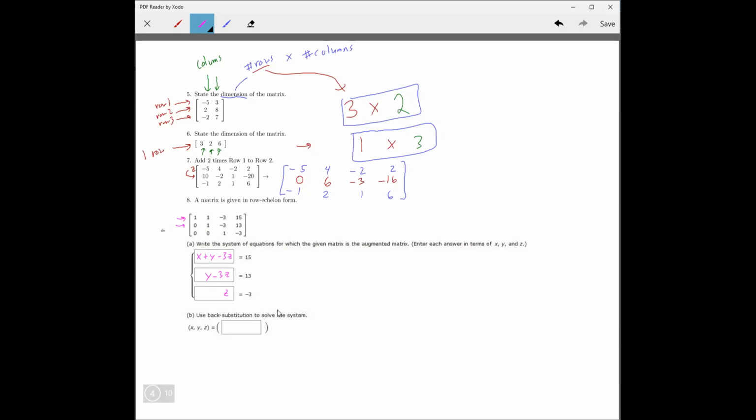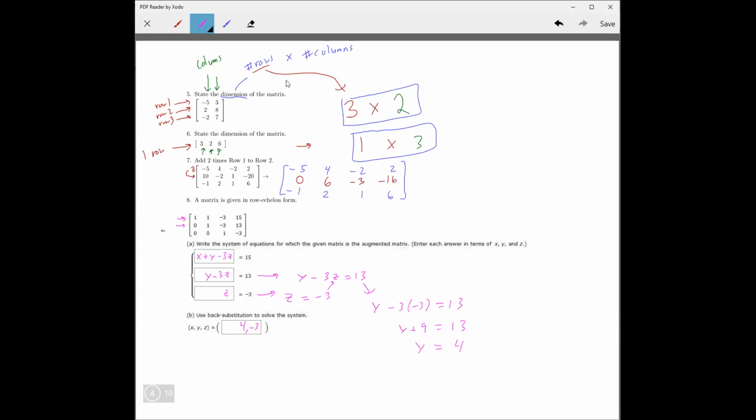And back substitution, so we know right off the bat that z is -3. So maybe we can just stick a -3 right there in the z position. Okay, and then this one is y minus 3z equals 13. We'll plug that -3 into here. That gives you y plus 9 equals 13. So subtracting 9 from both sides, you have y equals 4. So that's going to be a 4 right there.